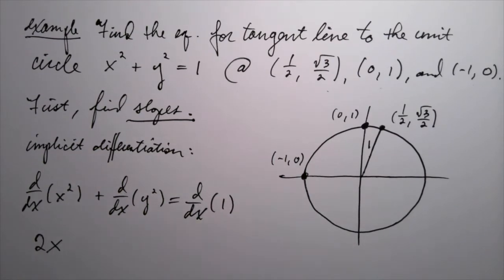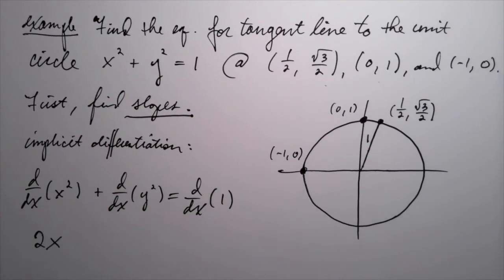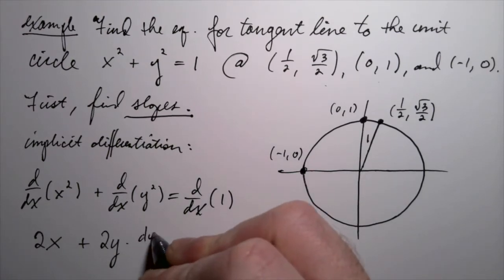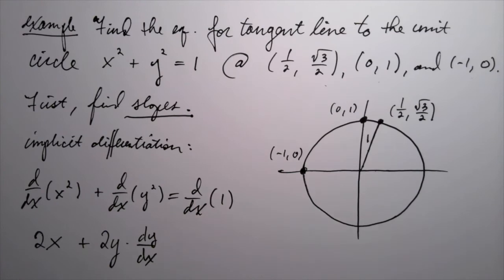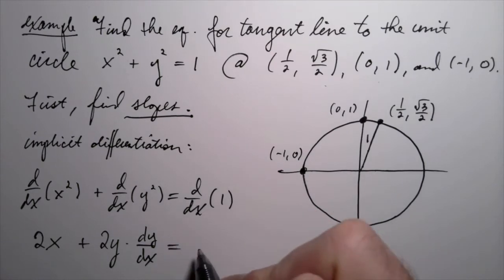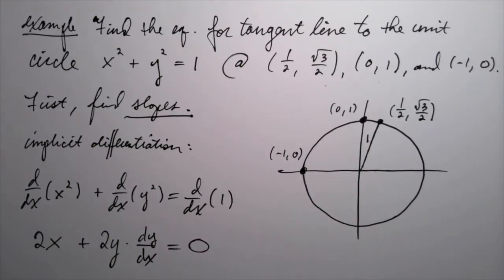Okay, first off we have the derivative of x squared. By the power rule, that's 2x. Next we have to take the derivative of y squared. That's the chain rule. The derivative of the outside function y squared is just 2y. But we need to multiply by the derivative of the inside function, which is dy dx. Y is the inside function, and then y squared is the outside function. On the right-hand side, we're taking the derivative of 1. That's a constant, so its derivative is 0.